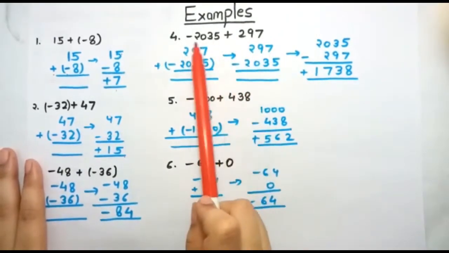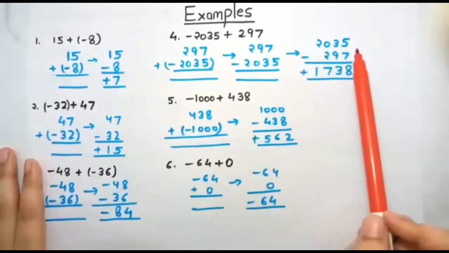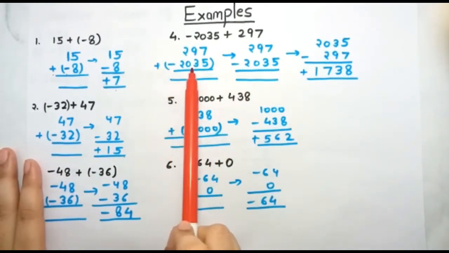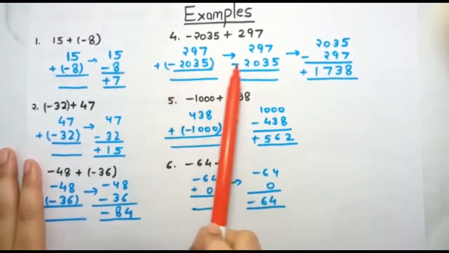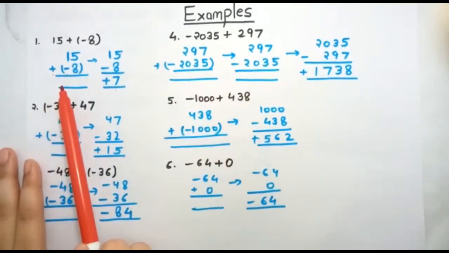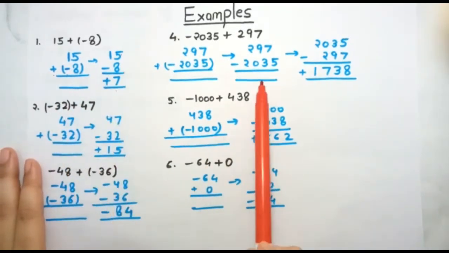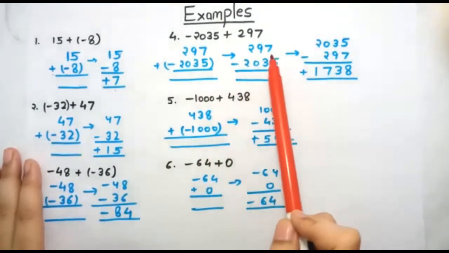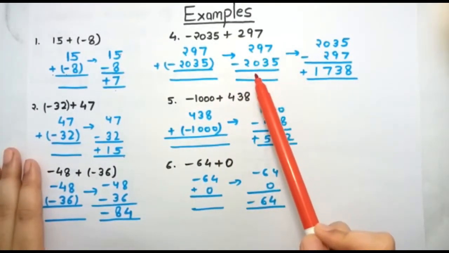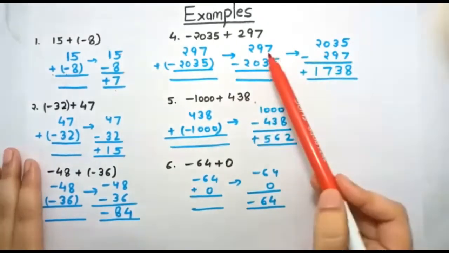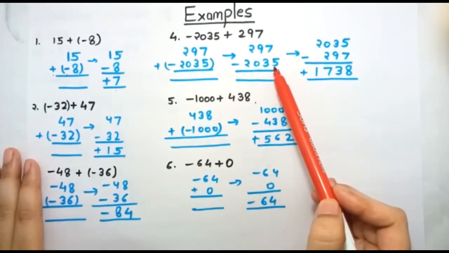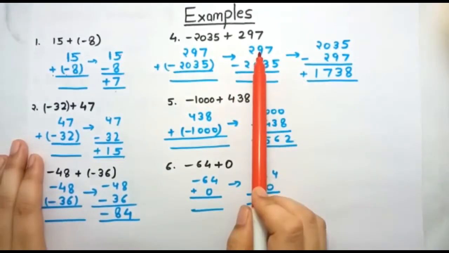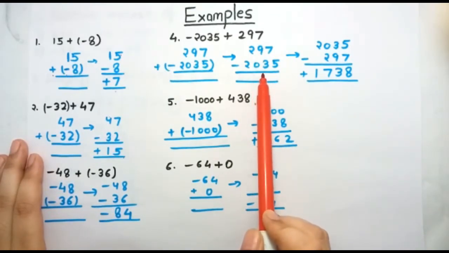The next example is 2035 minus 2035 plus 297. Okay, so we'll write 297 here plus minus of 2035. Plus and minus would be minus. Similarly, as in the first, second, third, and next ones, plus and minus would be minus. So now we have to invert these. Why? Because you can't subtract 2035 from 297. Why? Because 297 is a smaller number and 2035 is a greater number. So 297 above and 2035 below.